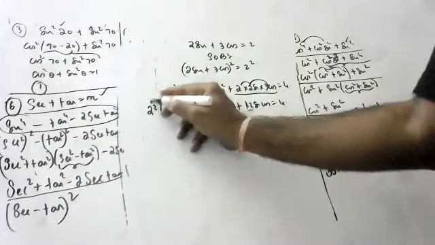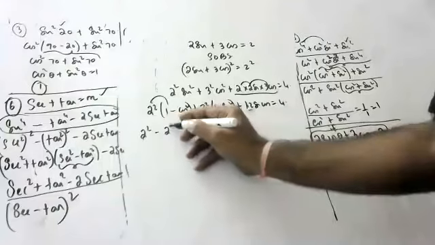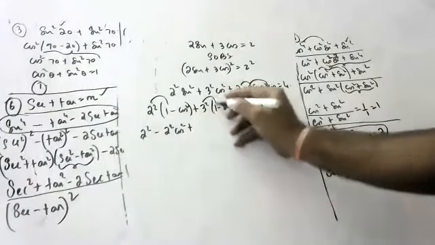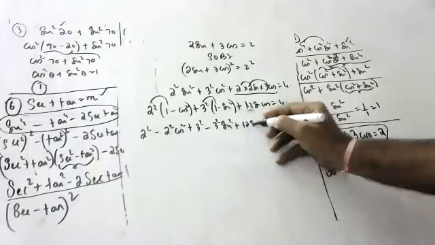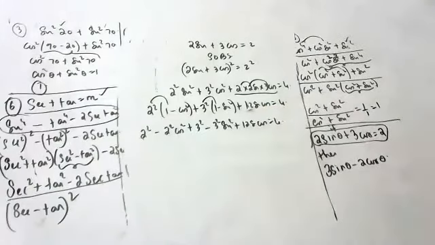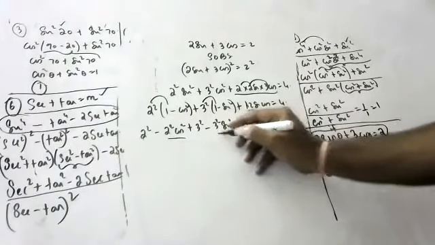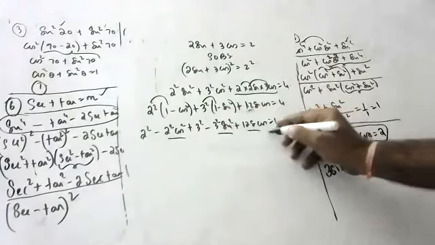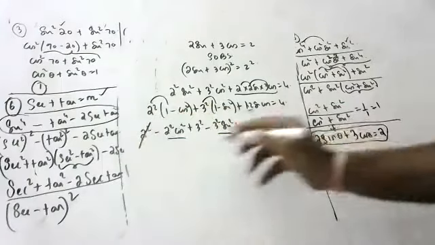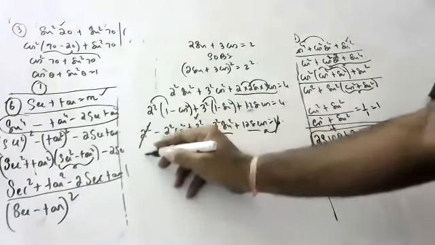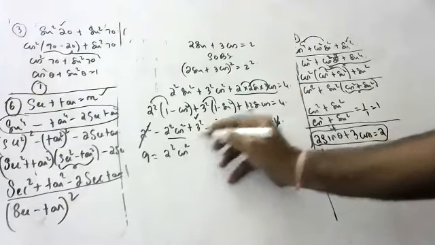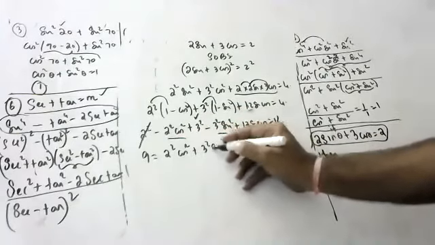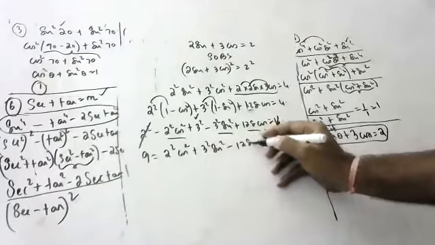Okay, children, now multiplying: 2² − 2² cos²θ + 3² − 3² sin²θ + 12 sin θ cos θ = 4. Now what we will do? Take this to that side and bring 4 to this side. 2² and 4 cancel, children, only 9 is left over. 9 is equal to, bringing this here, 2² cos²θ + 3² sin²θ − 12 sin θ cos θ.